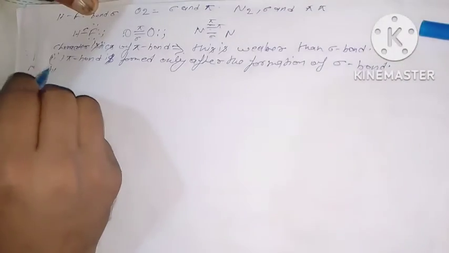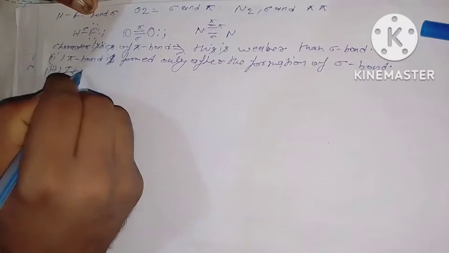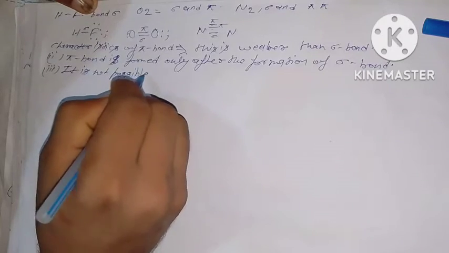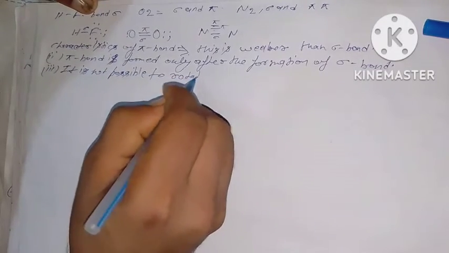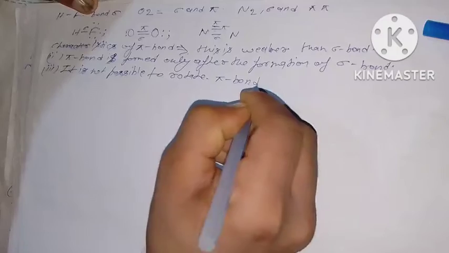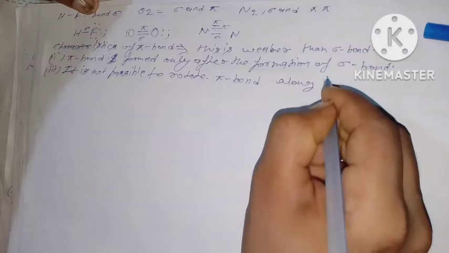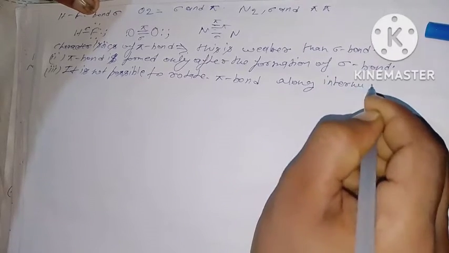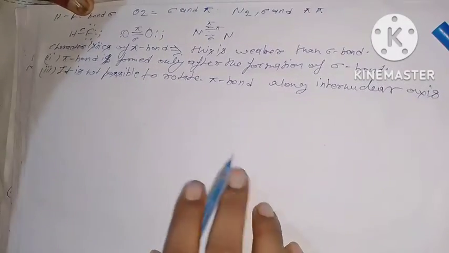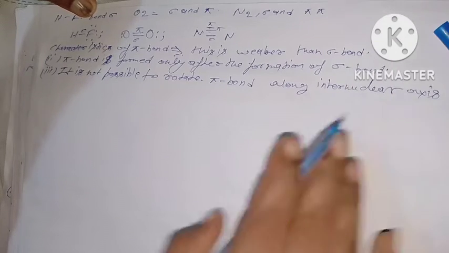Third point. It is not possible to rotate a pi bond along the internuclear axis.